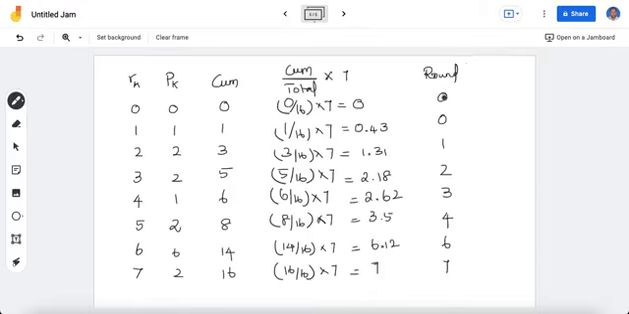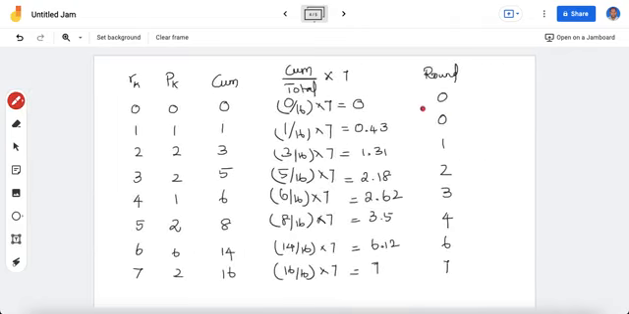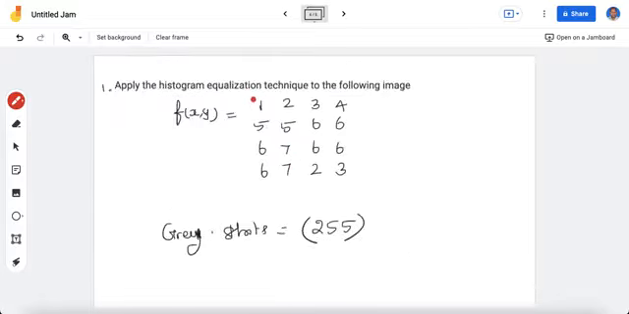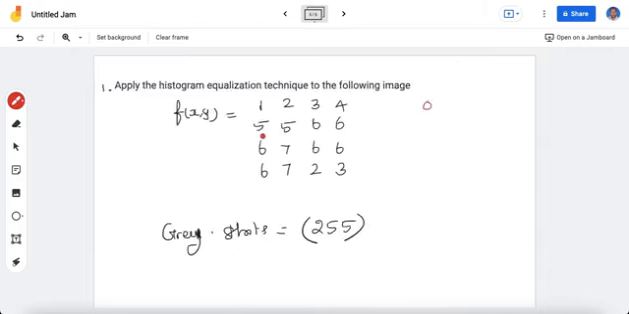So the values are: 0 to be replaced by 0. I do not have any 0 in my image, so I can directly take it, right? And next, the 1 is to be replaced by 0. How many ones do I have? I have only this one, so replace it by 0. And 2 to be replaced by 1. How many 2's do I have? I have two 2's, so those are replaced by 1.